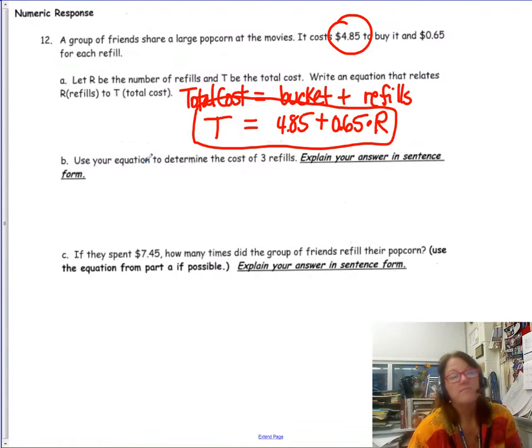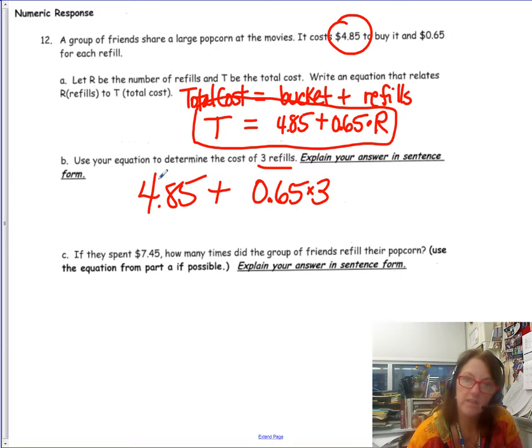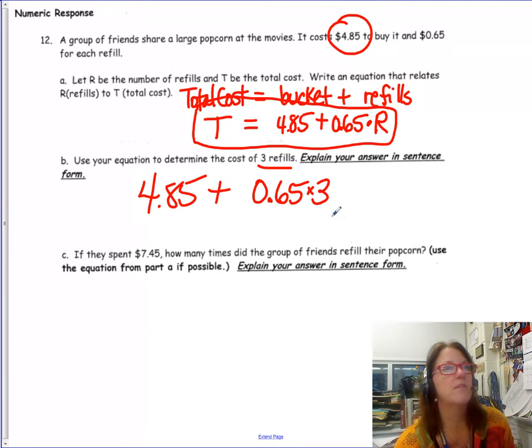So now that you've got this set up, how much would 3 refills be? Here's what you've got to do. Take $4.85, add that to 65 cents times 3, because this is your refills. This is the first bucket. You have to buy the bucket first, and tell me what this is. On my calculator, it'll just say 6.8.